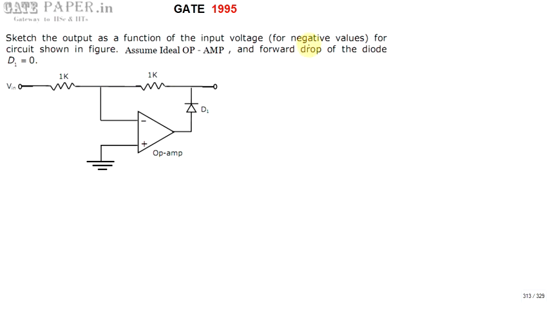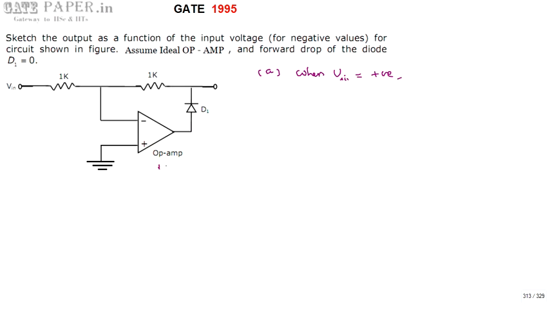Here it is asked only for negative values, but we will see what happens if it is positive also. Okay, we are going for the first case. A. When V input is positive, what happens? What was given is a diode forward voltage drop of 0, and the op amp is ideal.